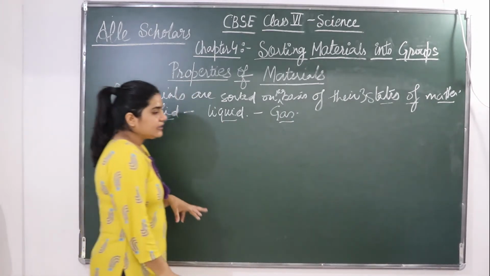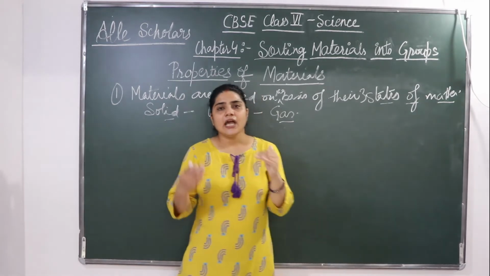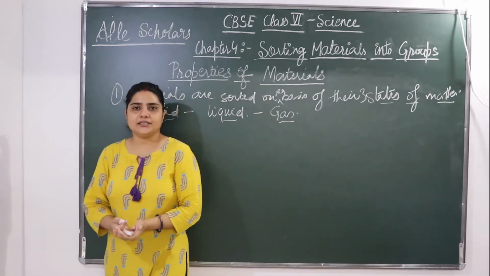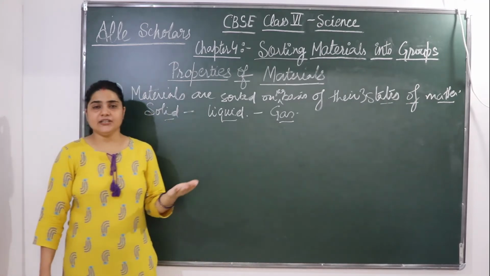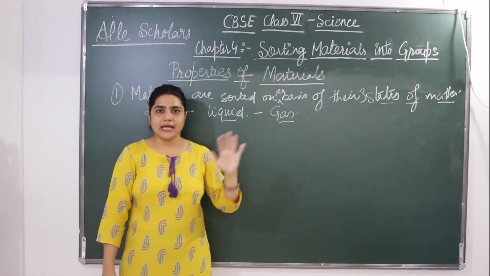Okay, the second criteria used for the sorting is based on its appearance, how that particular matter appears. It is shiny or it is rough, like this.